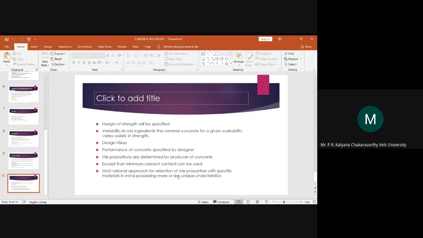That's it. With this, we can wind up this introduction. Next class, we can go for the design mix. First, we can see the design procedure. I'll explain the design procedure. You have to discuss once again. If you don't have any doubts, we can go for the design problem.